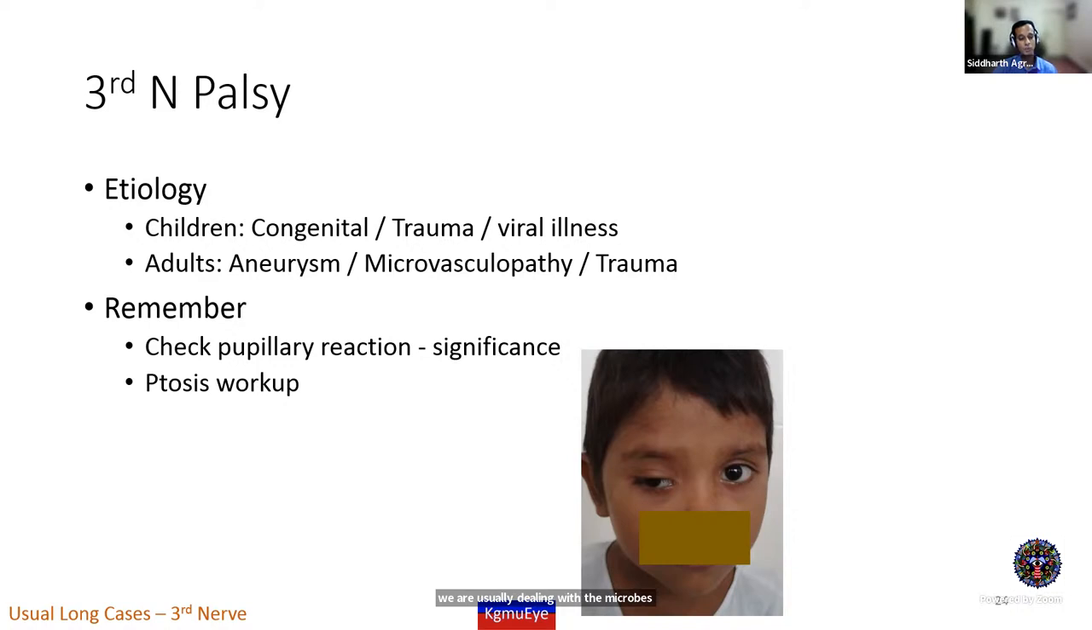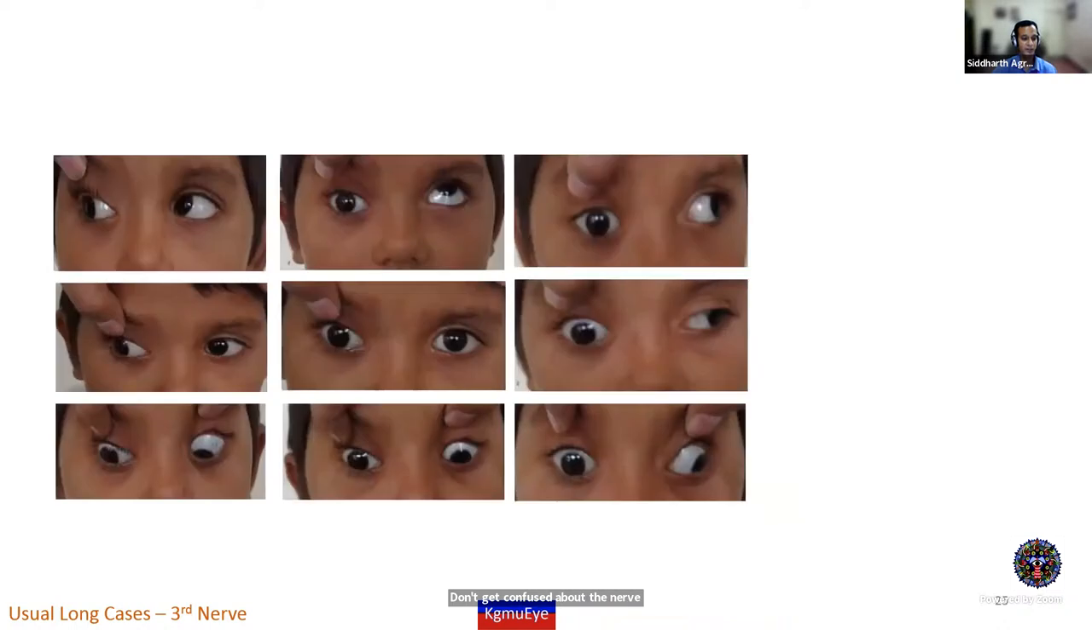You must perform the ptosis workup in these patients. Don't get confused about the nerve supply of LPS and orbicularis. Have it clear in your mind. And the usual viva questions: the nerve supply of the various extraocular muscles, of the LPS, of the orbicularis, and the examiner would like to confuse you, ask you about the nerve supply of the intraocular muscles, and so on.